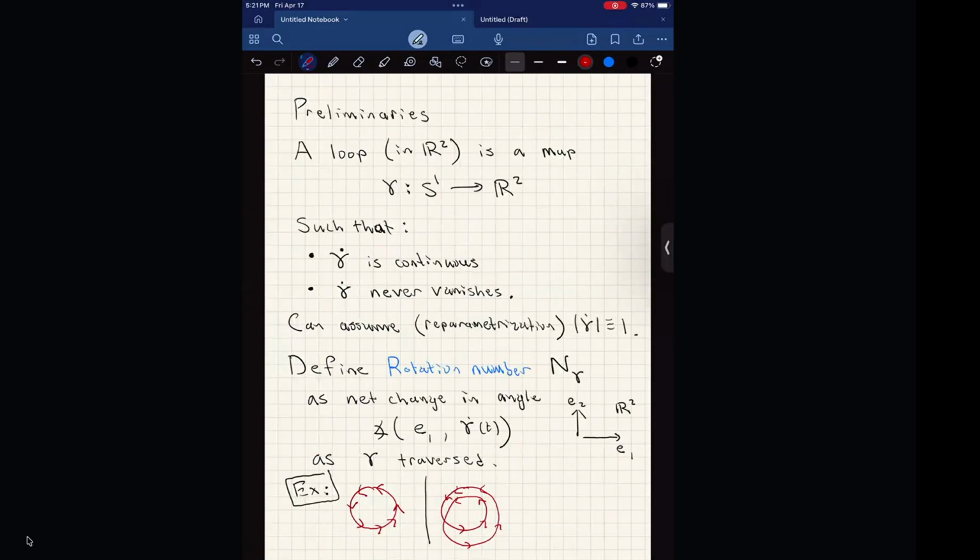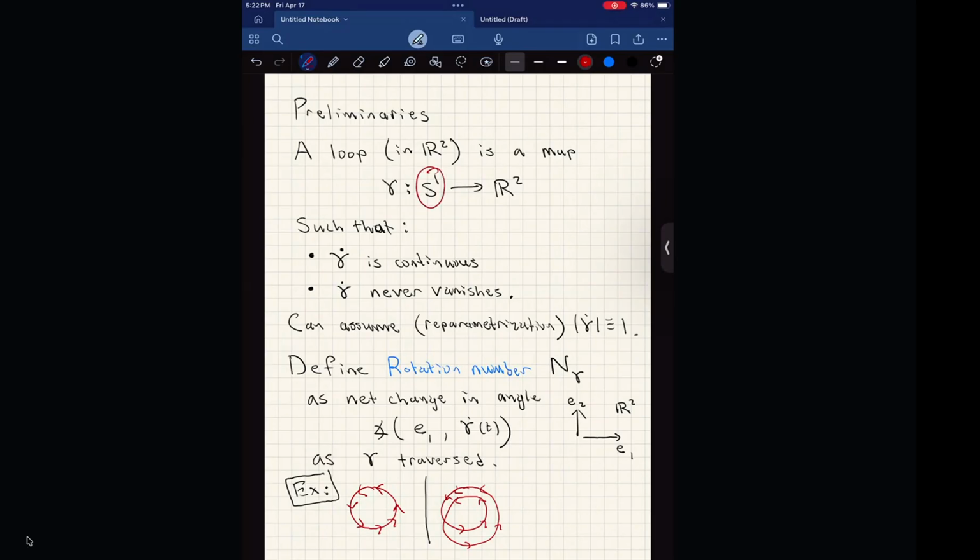Okay, so what do I mean by loop? First, I'm going to talk about things in R2 because that's where we set up the preliminary definitions, and later we will reduce to the R2 case. So what do I mean by loop in R2 for the purposes of this talk? I mean a map from the circle to R2.